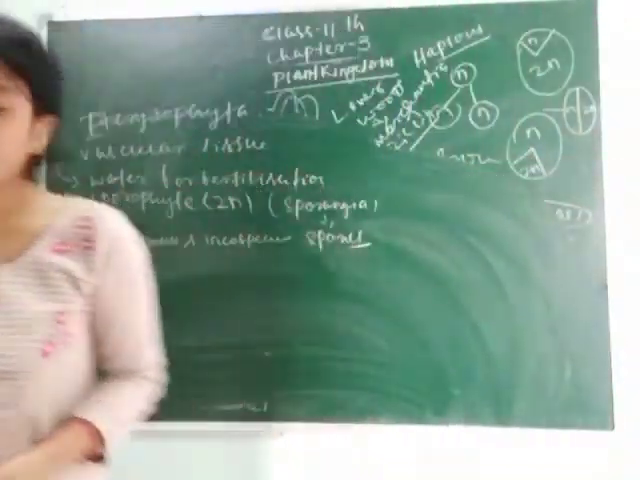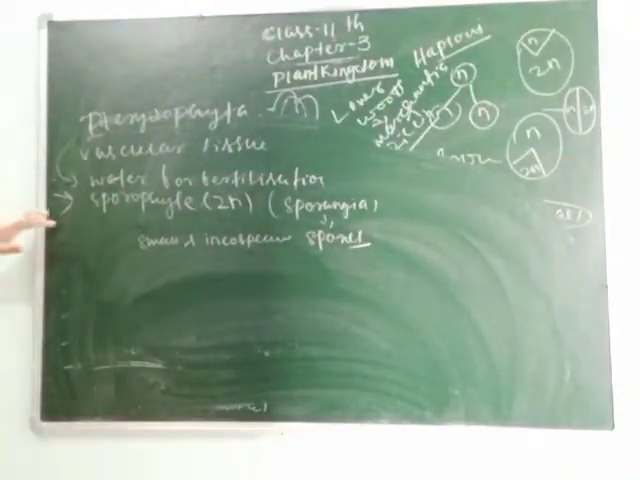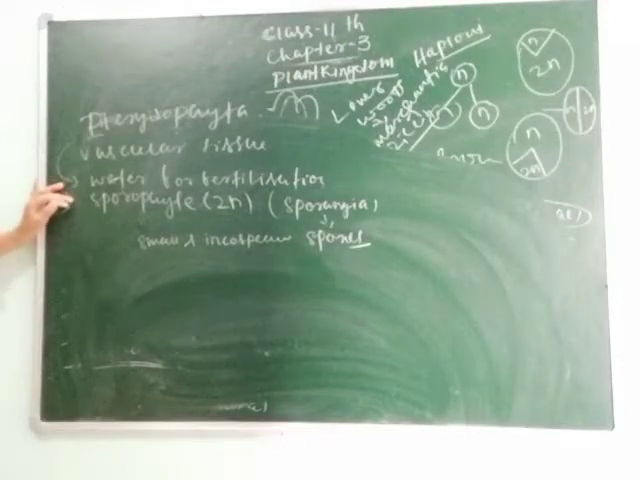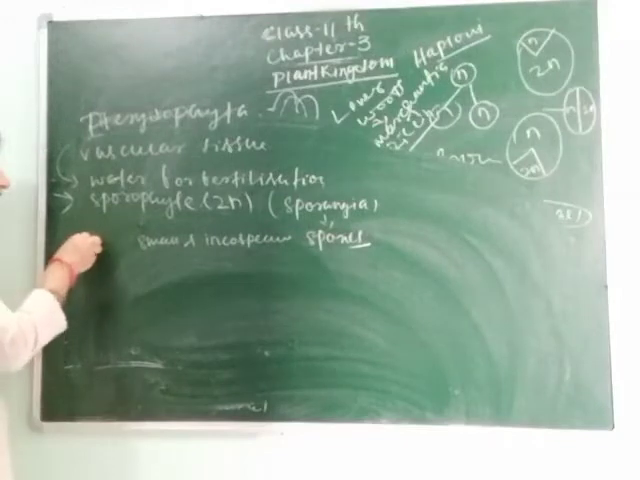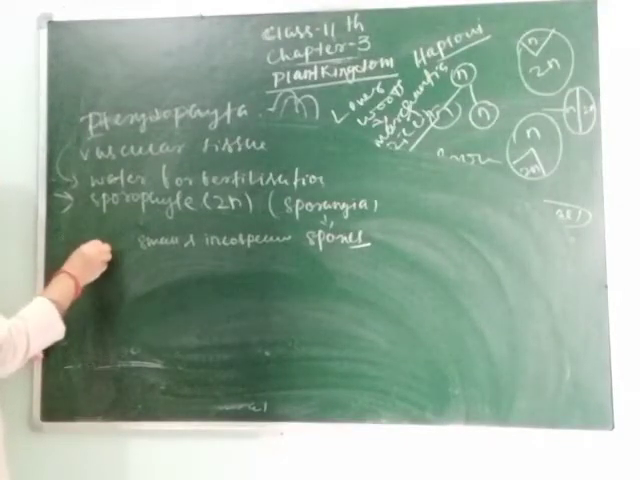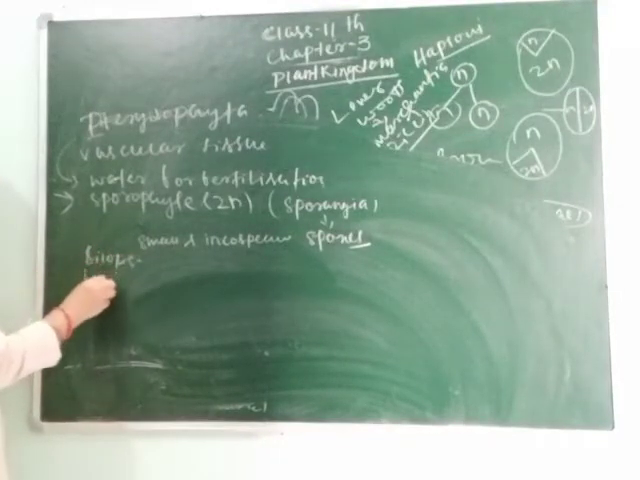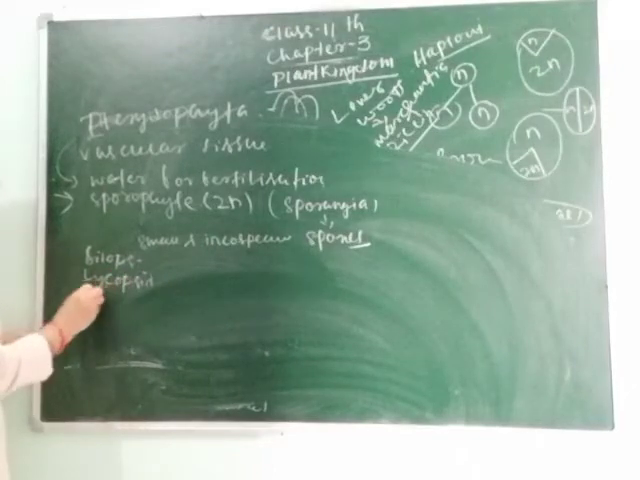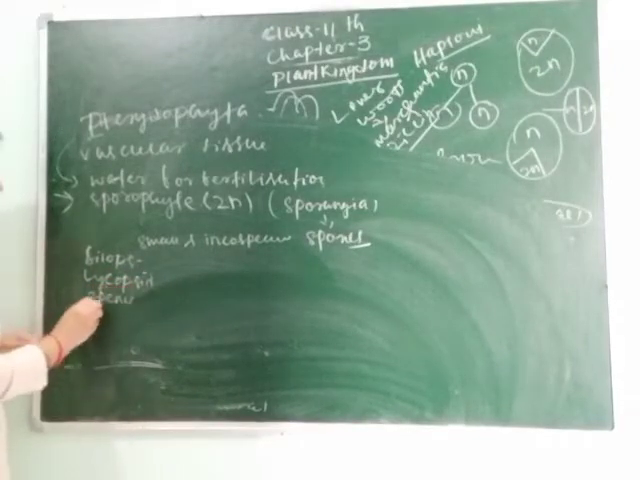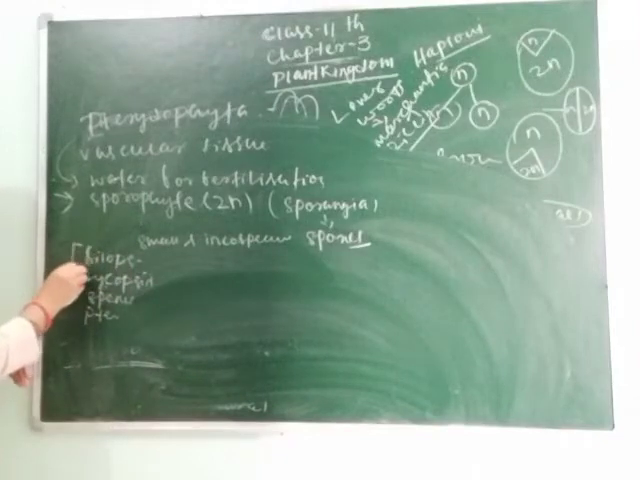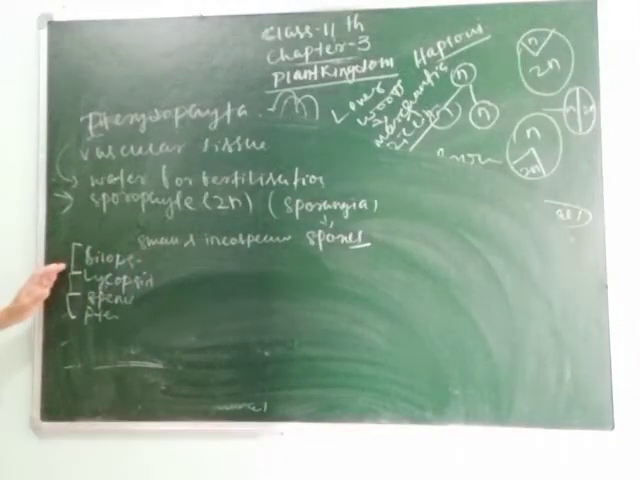So, let's continue. After the gametophytic phase, the fusion of gametes occurs inside the archegonium and the sporophytic plant develops. Again, it has 4 divisions: Psilopsida, Lycopsida, from which lycopods are grown, Sphenopsida and Pteropsida. They are the 4 classes of pteridophytes.